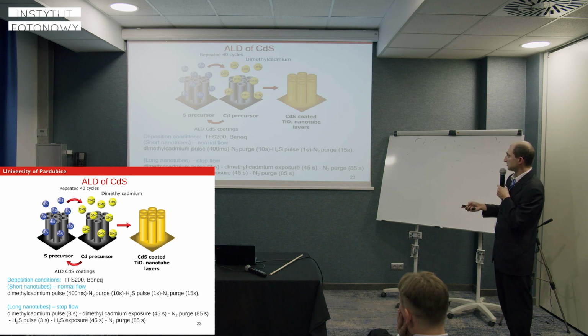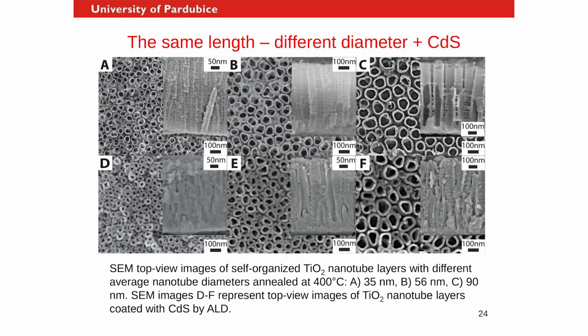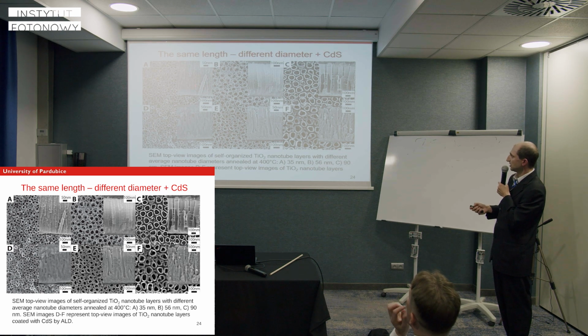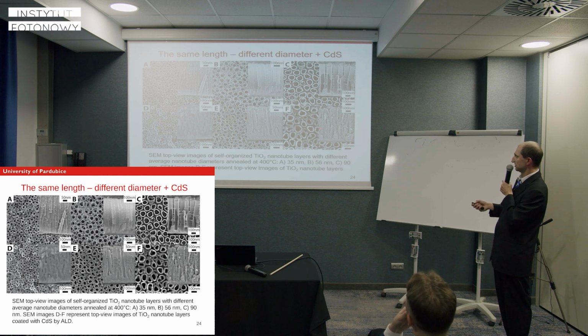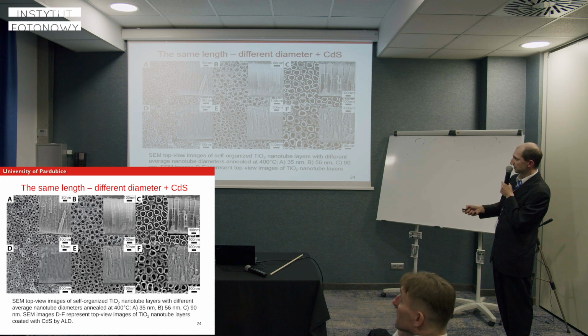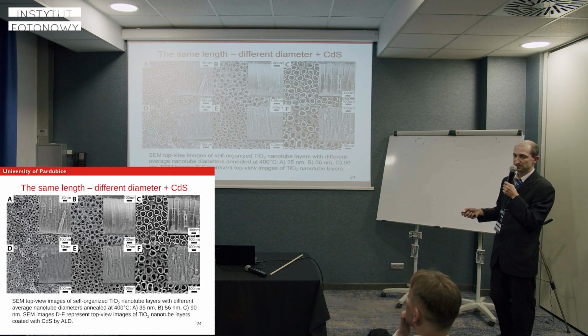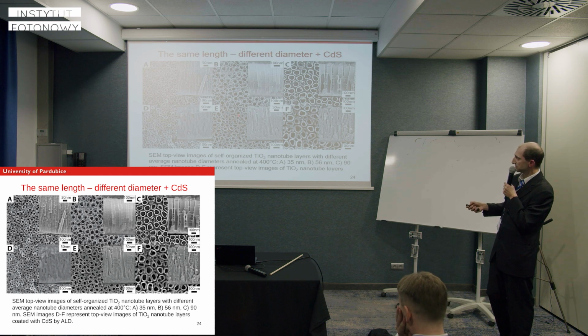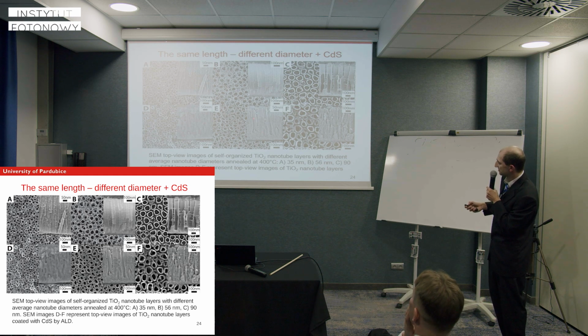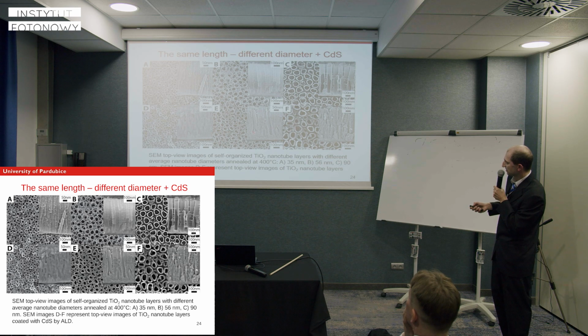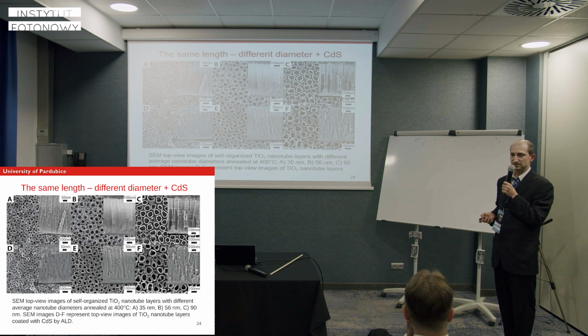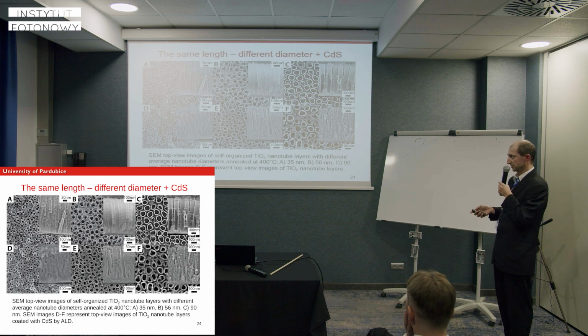So, what are the results? We started with the short tubes. We deposited cadmium sulfide on top. Here you can see SEM pictures of the blank and deposited structures. Here you can see that the thickness of the walls is different. So you can definitely see that there is cadmium sulfide. Also, it's not really clearly seen, but here in the cross section you can see that the material is everywhere inside the tubes.